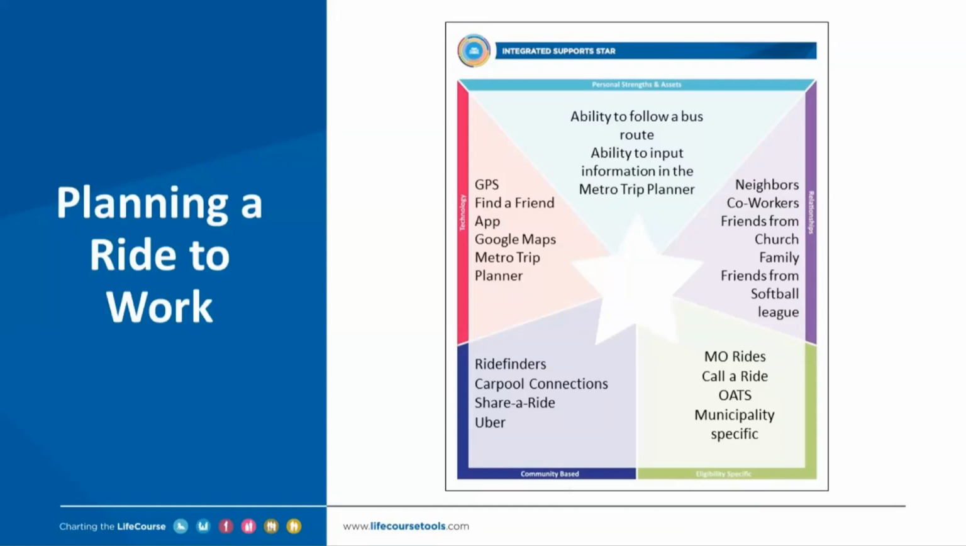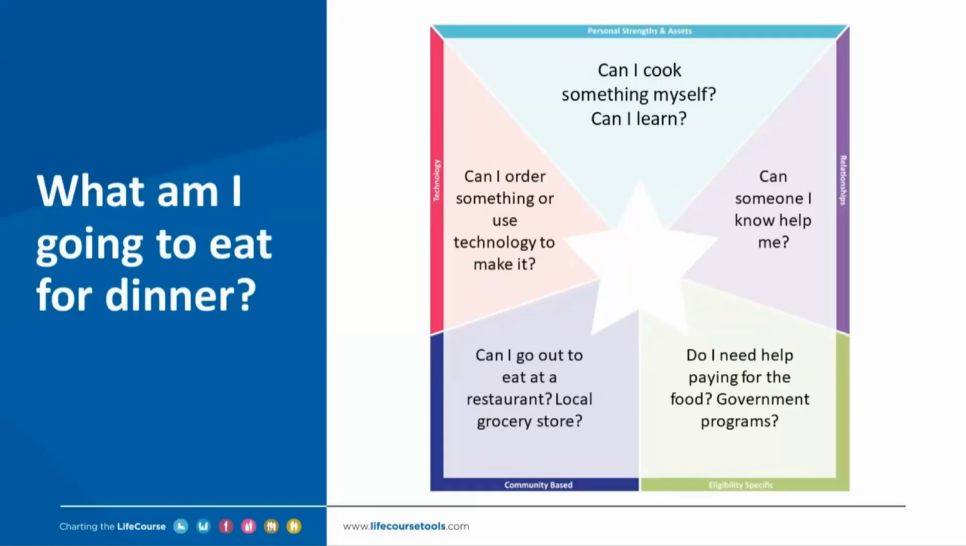Technology, using Google Maps, using your smartphone, Wayfinder. There are all kinds of Wayfinders and things on your smartphones. In the community, is there a share a ride? Can you use a ride sharing program like Uber or Lyft? And then think about what you're eligible for, through either supports through the division or other kind of things that you might be eligible for. So that's how you can plan a ride to work.